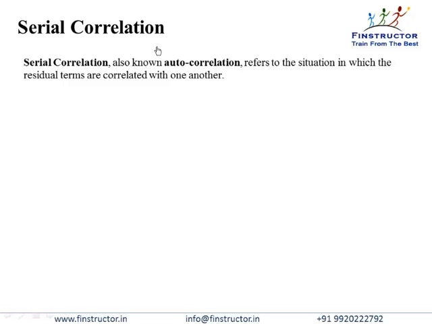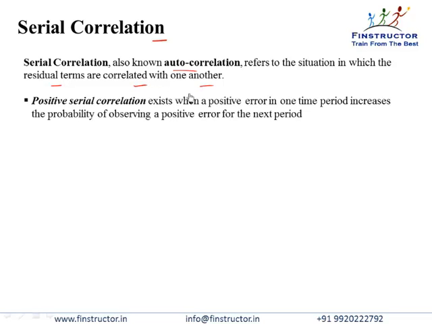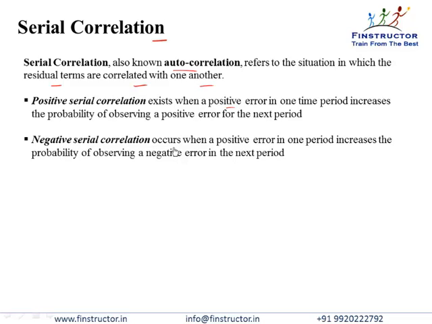The next problem that we'll discuss in detail is called serial correlation. Serial correlation, also known as autocorrelation, refers to the situation where residual terms are correlated with one another. In positive serial correlation, we find that a positive error is followed by a positive error, or a negative error is followed by a negative error. In negative serial correlation, a positive error is seen to be followed by a negative error, and a negative error is seen to be followed by a positive error.